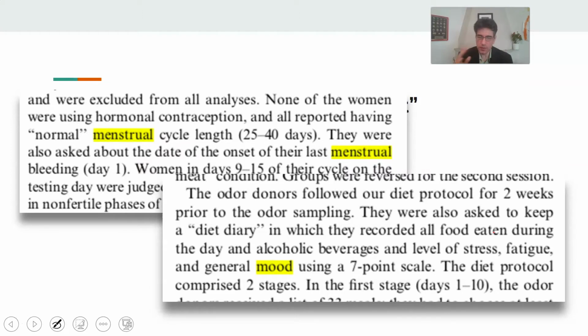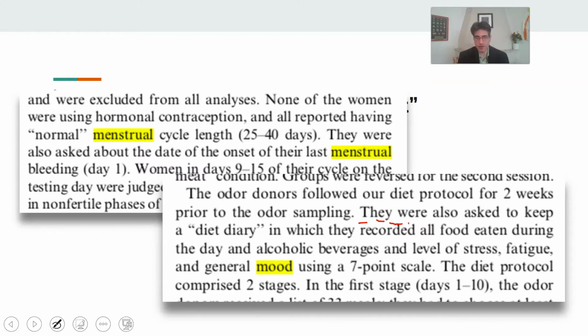Also within the same umbrella of what was mentioned in the introduction, they talk about mood. They were also asked, it says here, to keep a diary in which they recorded all the food eaten during the day, and alcoholic beverages and level of stress, fatigue, and general mood, using a 7-point scale, since they talk about mood being one of the things that can affect smell.